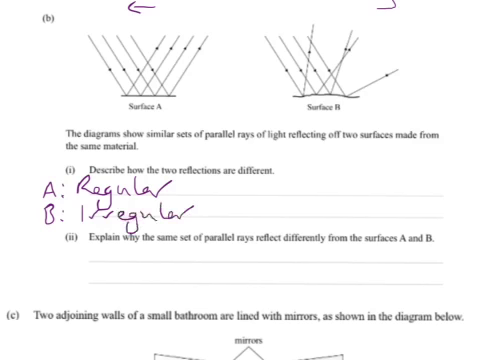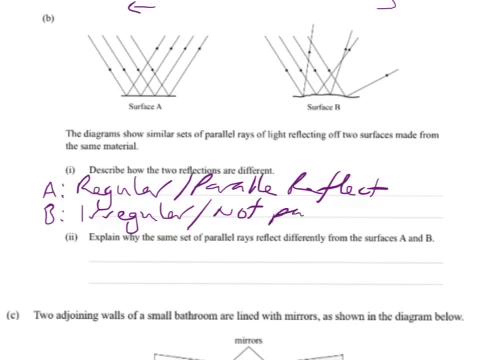Technical terminology for being a non-regular surface, or uneven surface, or something like that. We could describe the reflected rays for A being parallel reflected, and B not parallel. That's another way of putting it. We could talk about surface A providing a clear image.